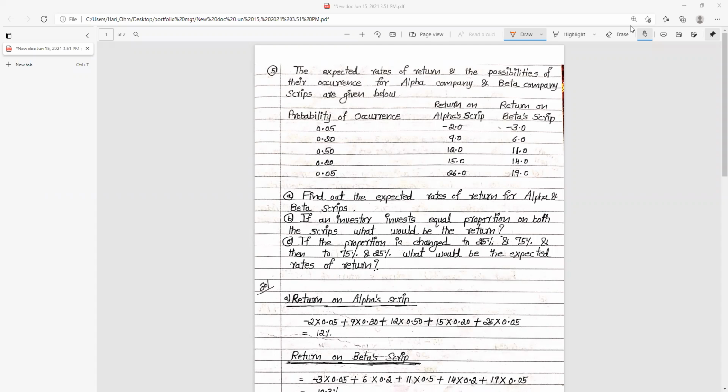Hello everyone. In this session, we are going to work out another problem on Markowitz model. Let's start.